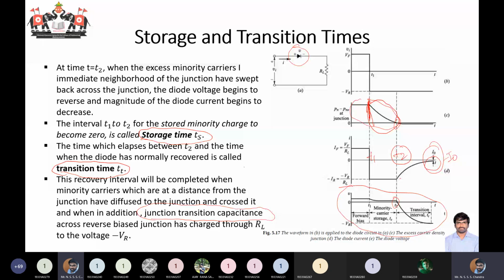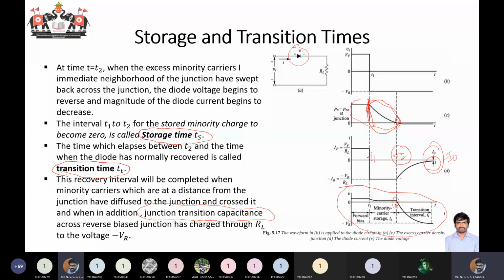This switching time has two components. One component is known as storage time, TS, and the other component is known as transition time. During the storage time, your injected minority charge carriers will exponentially decline to a value of zero. And during the transition time, what happens? Your voltage across the diode will shift to the negative direction, and then it will reach a value equal to that of your supply voltage.